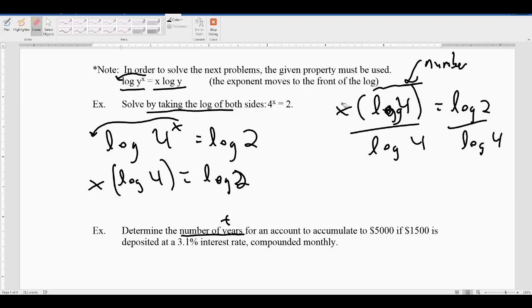Let me write that a little bit better so you can see it, in case you're wondering what that really is. It's just the word log. So you take the log of both sides, you move the x out in front, and then you divide by the log that's with the x. And those will cancel out, leaving x. And this is just an approximation. So we're going to take out our calculator.